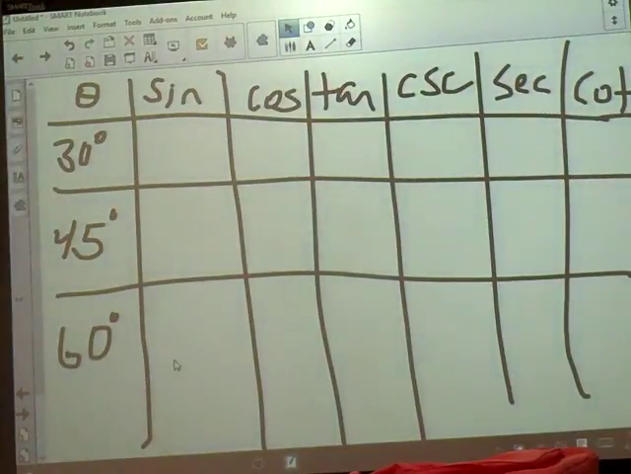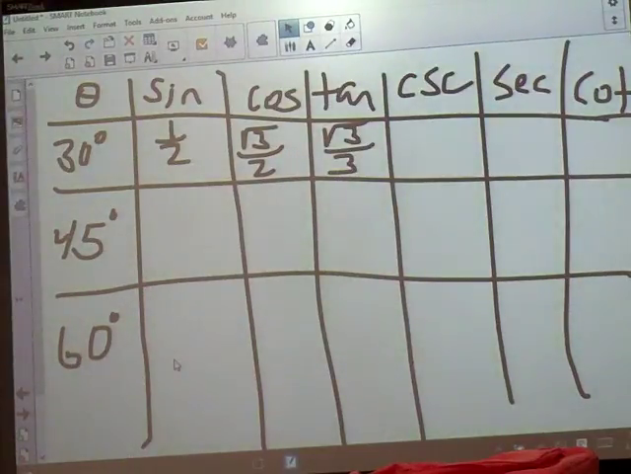All right, we already got all our 30 degree ones. I've turned my page, so I'll recopy them for you. The sine of 30 was a half. The cosine of 30 was square root of 3 over 2. The tangent of 30 was square root of 3 over 3. The cosecant of 30 was 2. The secant was 2 square roots of 3 over 3, and the cotangent was square root of 3.